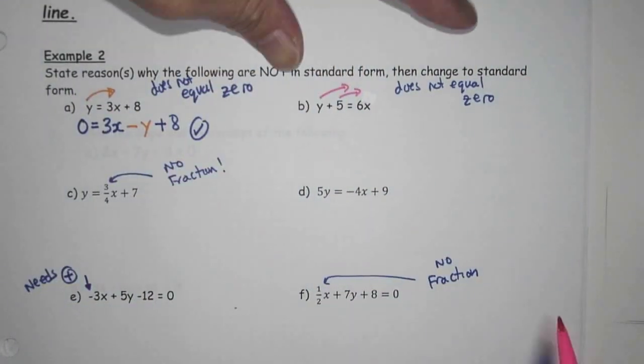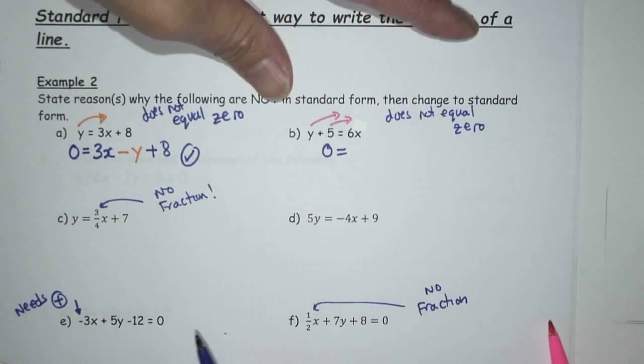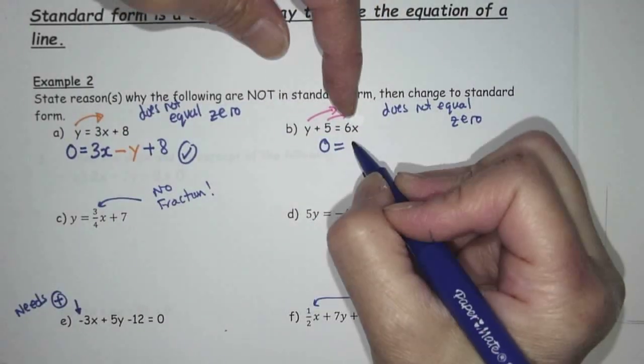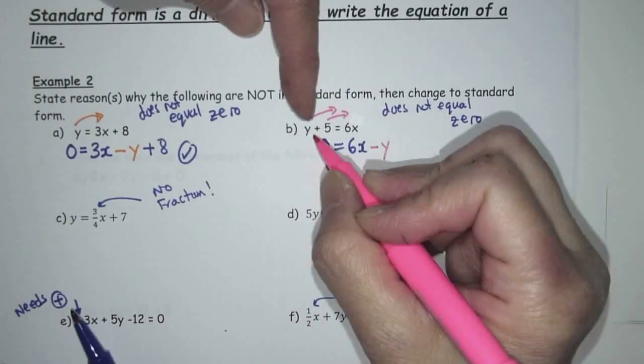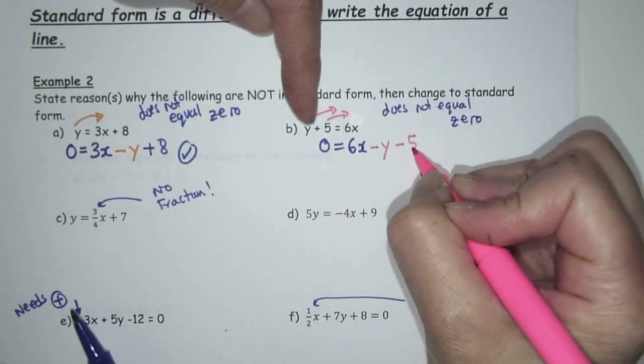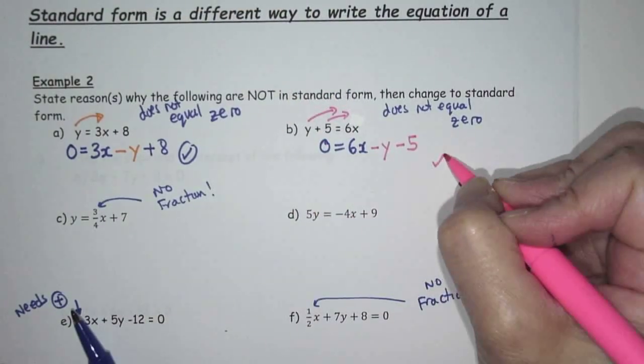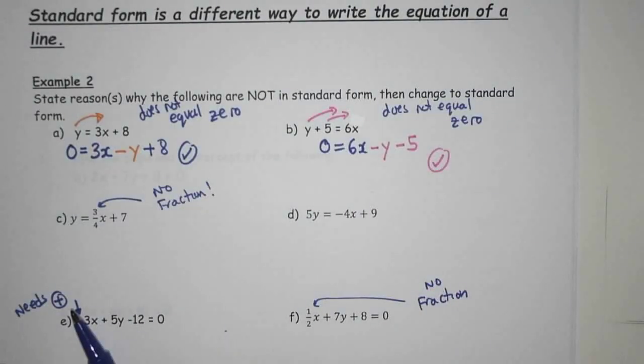So I don't care which side the 0 is on. 0 equals, let's leave the 6x where it is, and I'll bring the negative y over and the 5 over to make it negative 5. And that's perfect. That's gorgeous. You change the form. So you can see it's not super related to the equation of the line right now. It's mostly related to chapter 4, which is algebra.